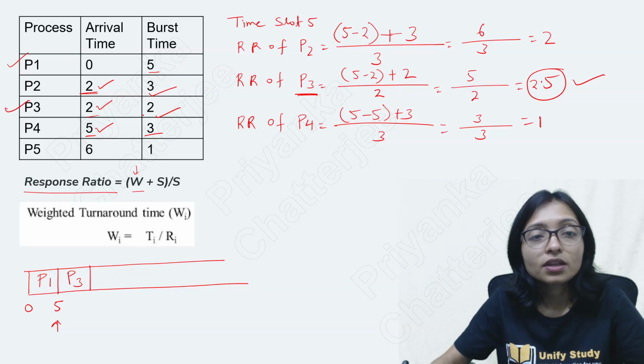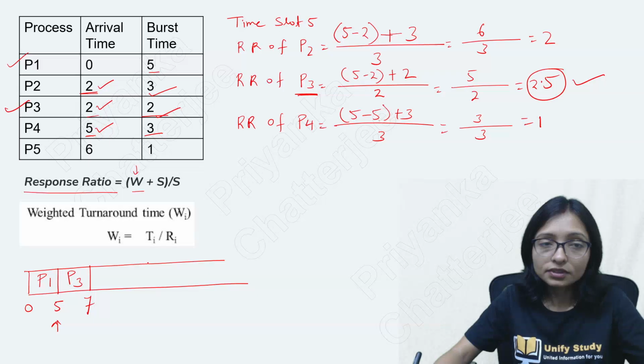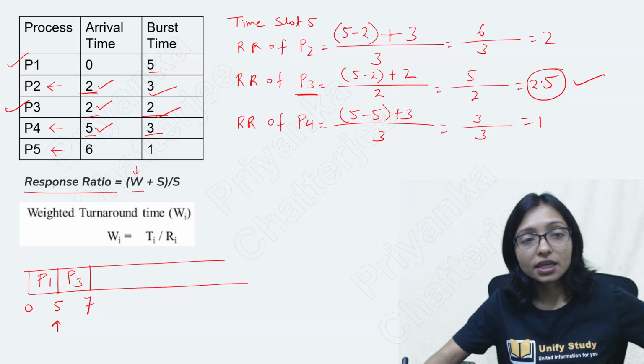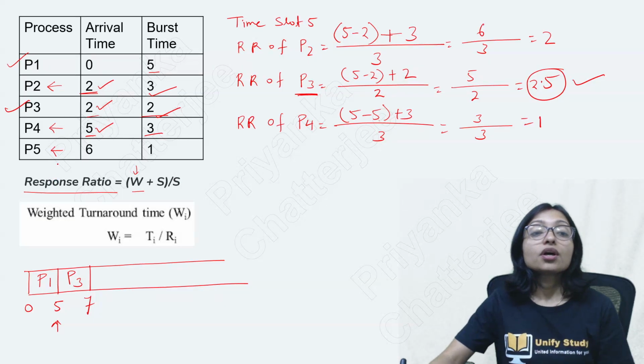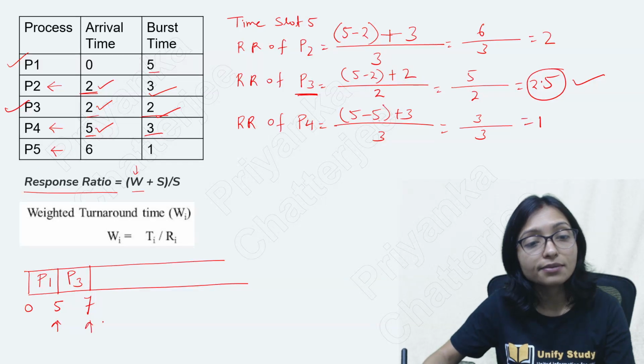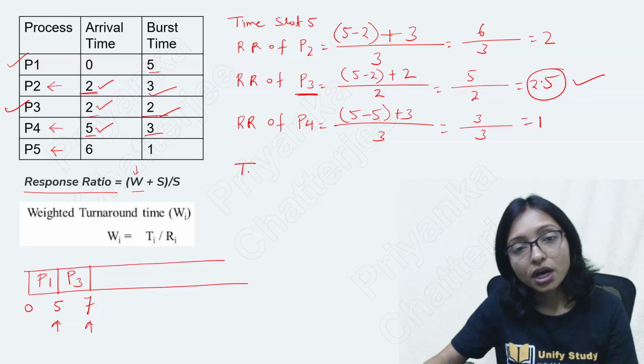P3 is coming. P3 burst time is 2 here. So it will complete the task till 7. Now time is 7. See, this 2 is done. Now P2, P4 and P5 are remaining. These 3 processes are remaining. Now in this situation you have to calculate as per the time slot 7. Again response ratio, so now we will calculate at time slot 7.